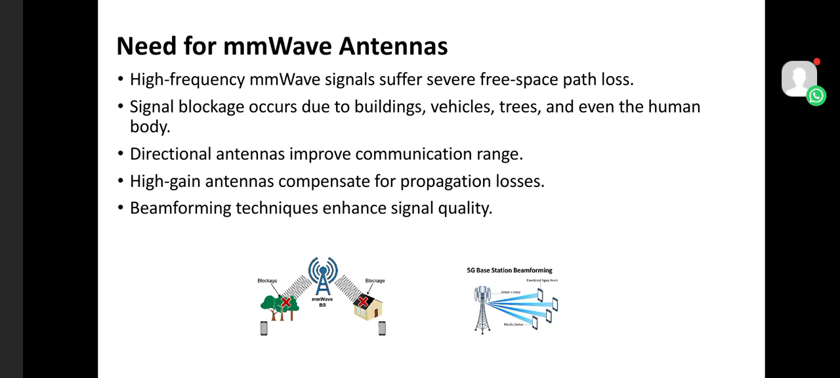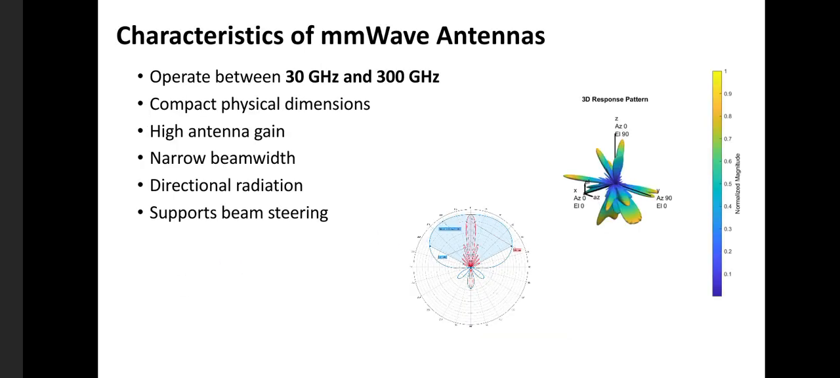So directional antennas can be used for improving the communication range, and high gain antennas can compensate the propagation losses. And the beamforming technique has to be used, since when we are going for millimeter wave, we are going for arrays, and different antennas will propagate in different directions. Therefore beamforming has to be employed, and this technique enhances signal quality.